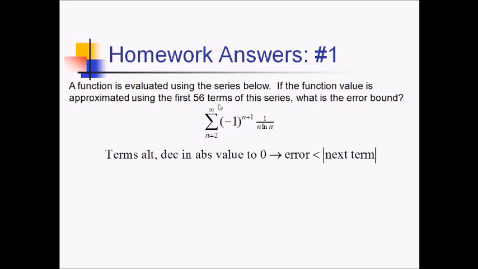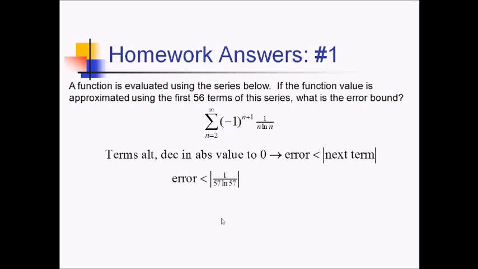So plugging 57 in for n, and by the way, when we do this, we can get rid of the negative 1 since we're going to do this inside an absolute value. We're going to have 1 over 57 ln of 57 in absolute value. That's what our error is going to be less than.